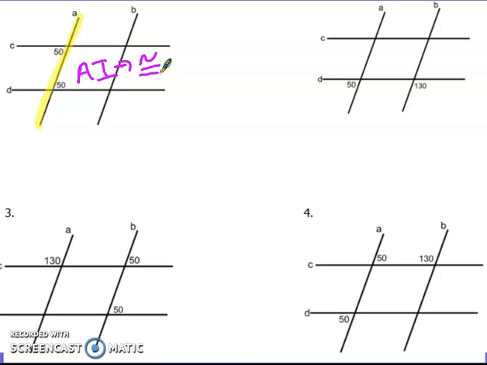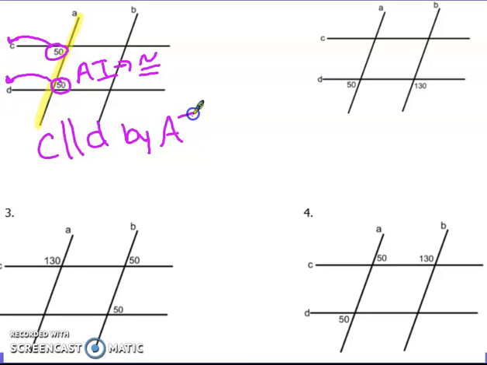To figure out which lines they are, you have to figure out which 2 lines contain the angles. This top 50 is on line C. This bottom 50 is on line D. So C is parallel to D by alternate interior angles. A is our transversal. It's not one of our parallel lines. B doesn't work because it doesn't have any of our angles on it.